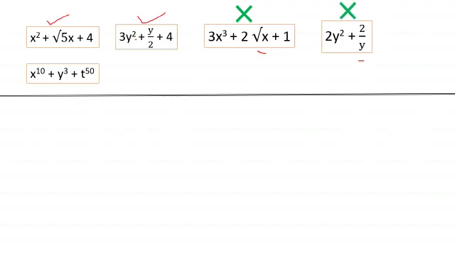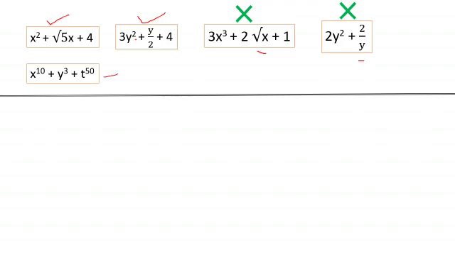But let's take the last expression: x raised to the power 10 plus y cube plus t raised to the power 50. In this, all the exponents are whole numbers. So this algebraic expression is a polynomial.